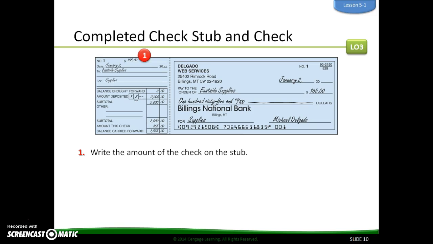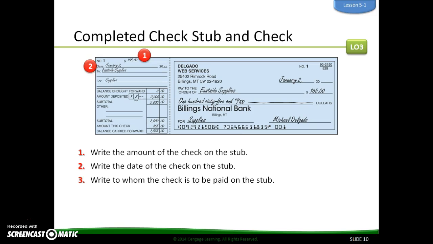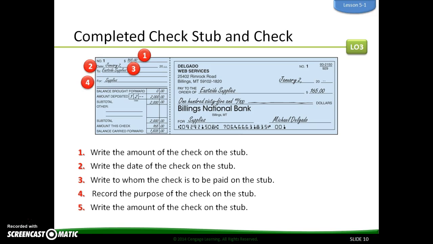So the first thing we would do is write the amount, the date, who we're actually sending the money to. In this case, it's Eastside Supplies. And then we're going to go ahead and write the purpose of the check on the stub. So for supplies. Business accounts, you always want to indicate what the check is for. That's a little bit different than our personal accounts where we have some flexibility, and if you don't want to, you don't really have to. But for business accounts, you should always be indicating what that check is for.